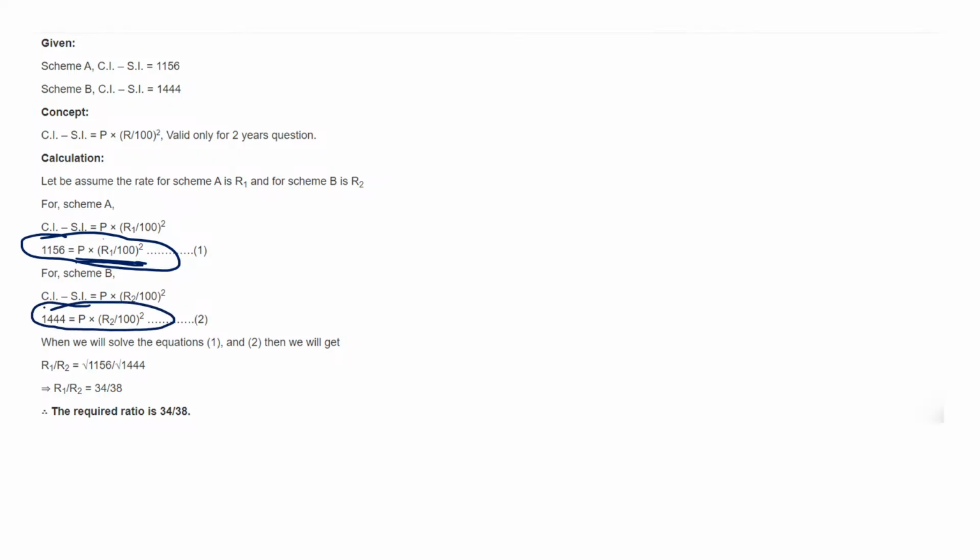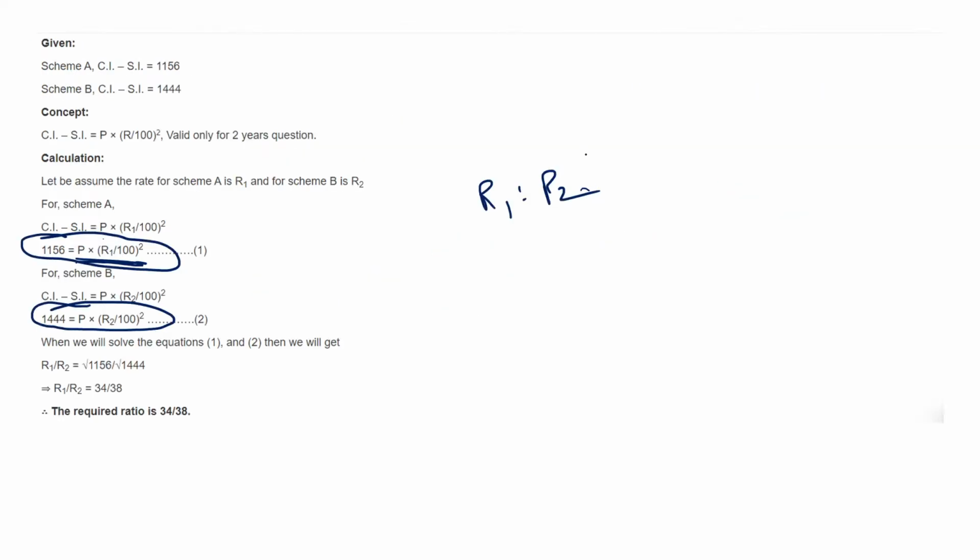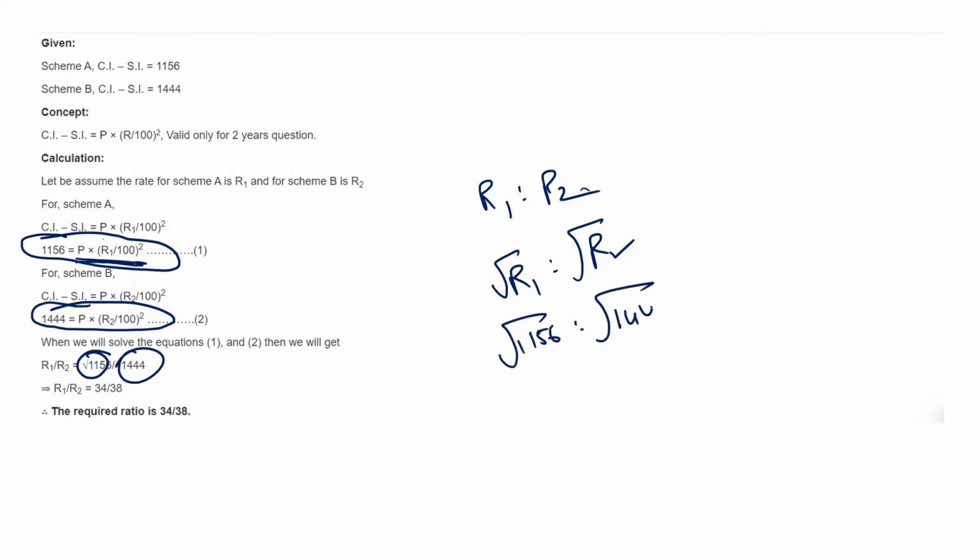So if you observe them carefully, I want the ratio of R1 is to R2. But here if you go to the previous slide, you are having R1 square is to R2 square. So if I want R1 is to R2, I have to apply square root to R1 square as well as R2 square. Here the same thing we are doing. So square root of 1156 is to square root of 1444. That's going to give you the ratio as 34 is to 38.